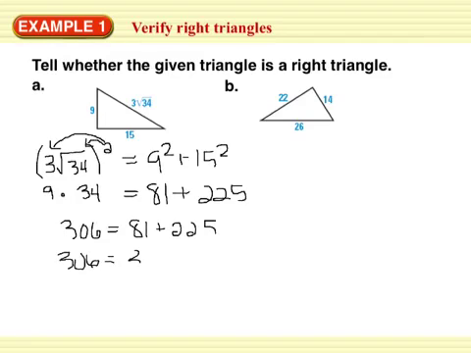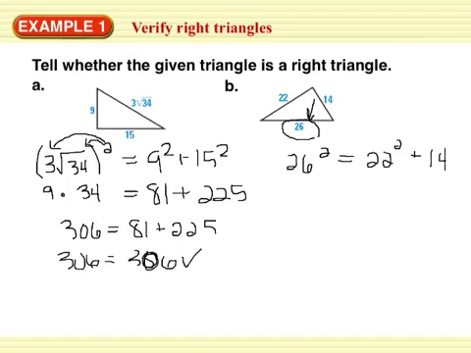And when they are equal, you say yes. Okay, it is a right triangle. Let's try the next one. That's the hypotenuse. If it is the hypotenuse, it's the longest side, so it should be the hypotenuse if it's a right triangle.